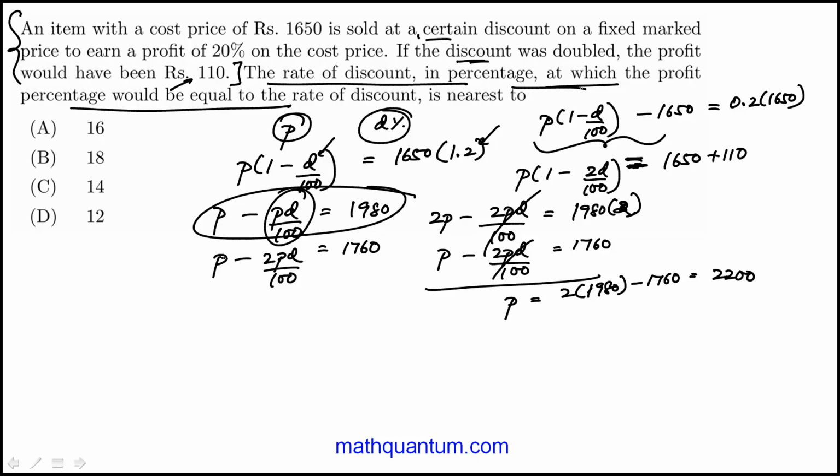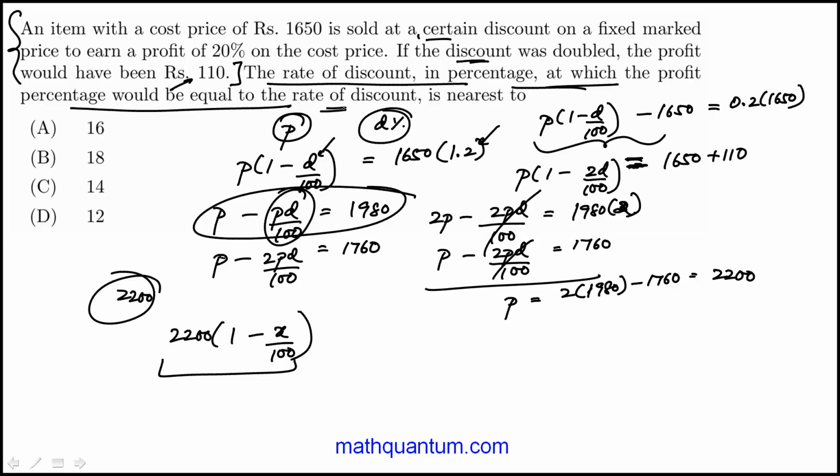Now this part has to do with how we set a rate of discount, meaning let's call that X. I want to distinguish it from that D there. So this would be the discounted price at which the profit percentage would be equal to the rate of discount, meaning if I subtract the cost, which is 1650, that must equal the profit percentage. So that same variable, the discount, is identical to the profit percentage. So that's our relationship. This is what will give us X.